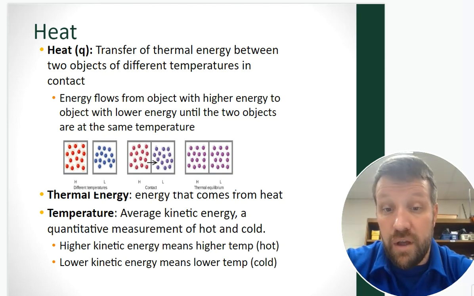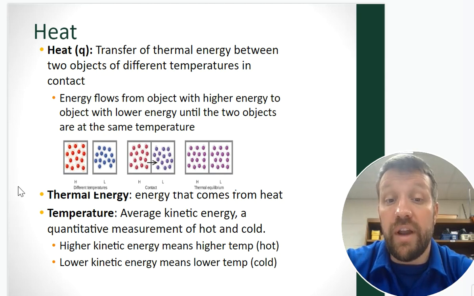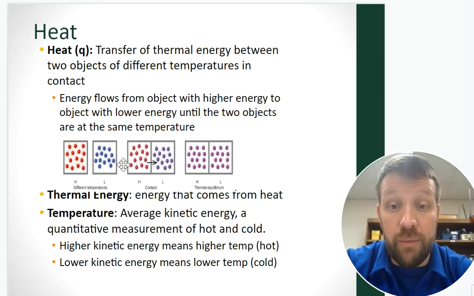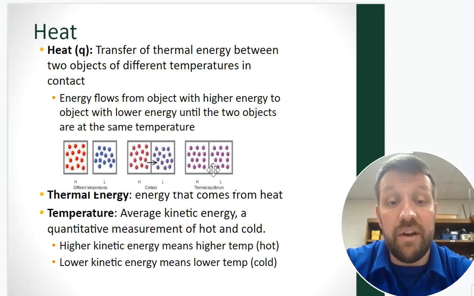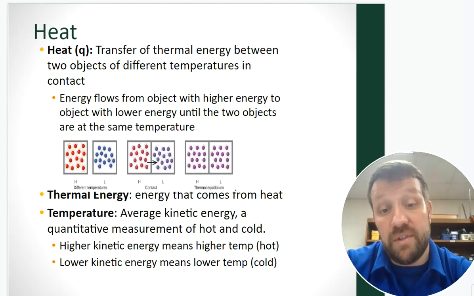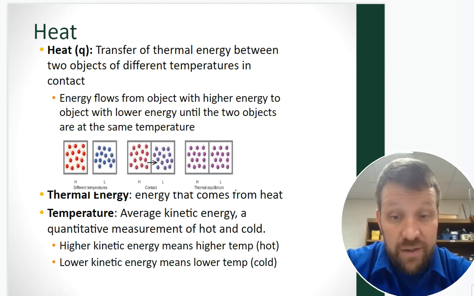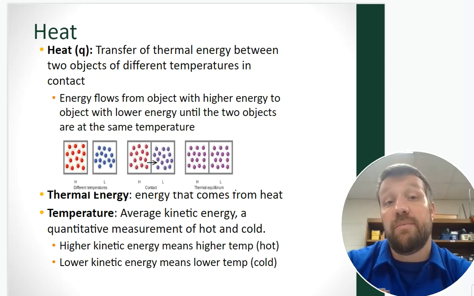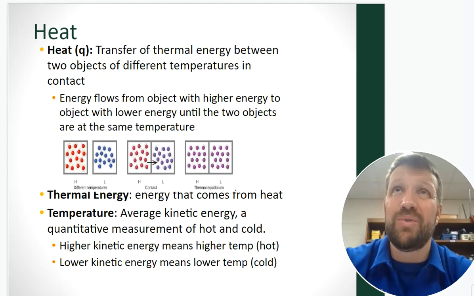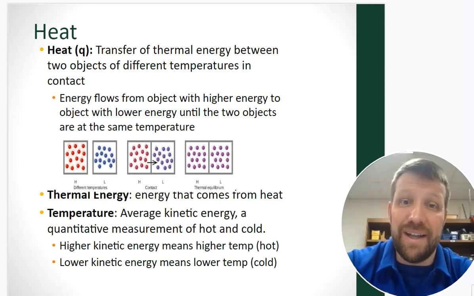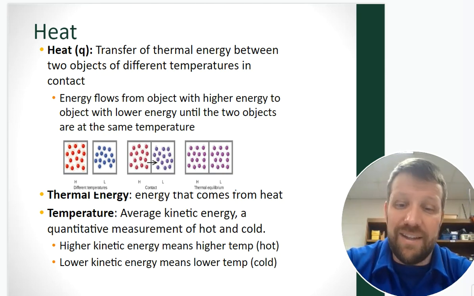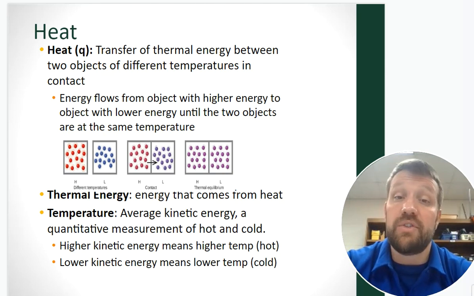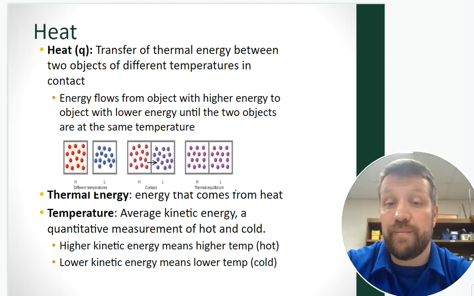Hotter objects here are going to transfer heat, or thermal energy, through this process of heating to lower energy objects, and we see that starting to happen here until they're at the same temperature, known as an equilibrium state. So thermal energy comes from heat, and temperature is that average kinetic energy as we've talked about already, the quantitative measurement of hot or cold. And again, it's not really cold, it's more hot or less hot. Cold really would be absolute zero. But since we use common descriptors of hot and cold, I'm going to mention those here as well.